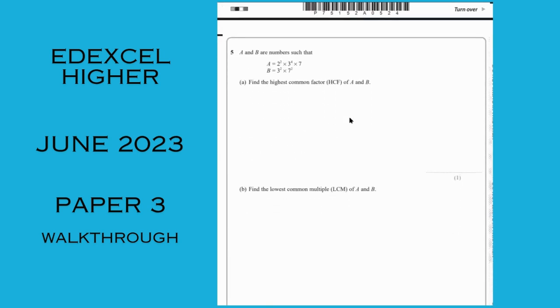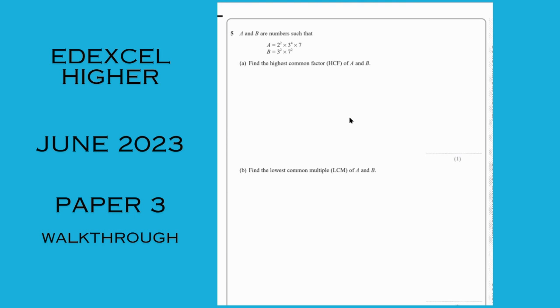Number 5. Highest common factor and all that malarkey without doing the trees. But they have done the ends of the trees, the ends of the branches, and your HCF is multiplying what's in common. So what can we see in common? Well, there's 3 squared in each, and there's a 7 in each. So that's 9 sevens, 63.